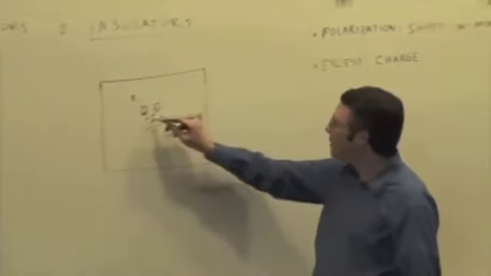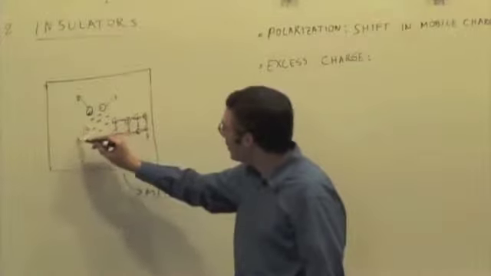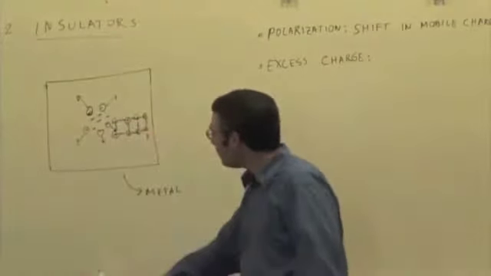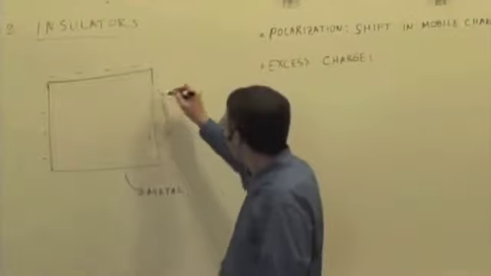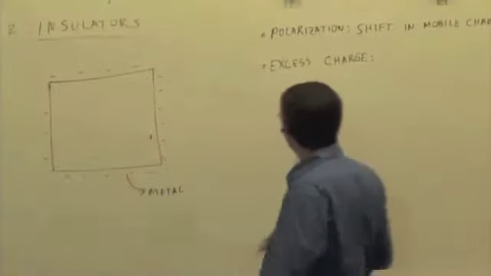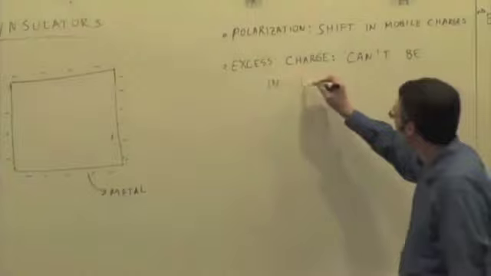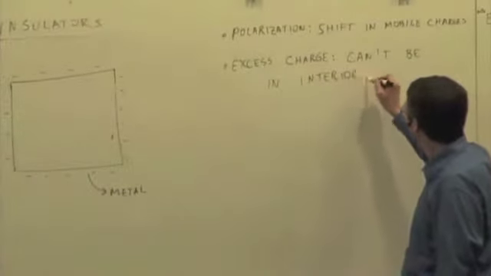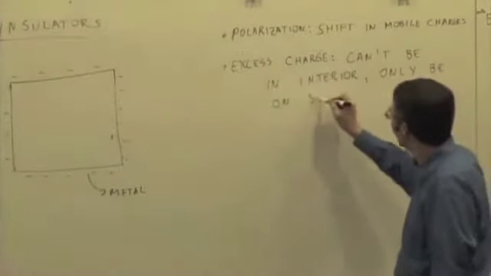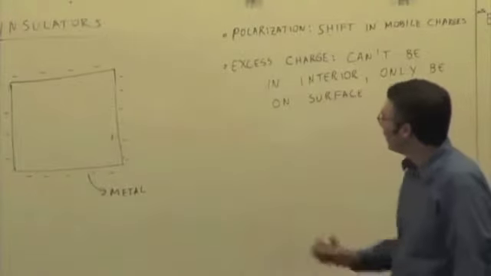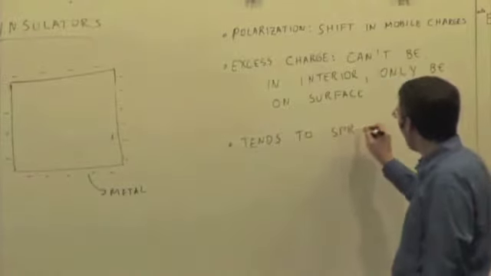Here's another excess electron that's near a whole bunch of excess electrons. It gets pushed outward. So the end result is that when everything settles down, the excess charge is only going to be on the surface. So for a metal, excess charge can't be in the interior. It can only be on the surface. And even on the surface, it tends to spread out.